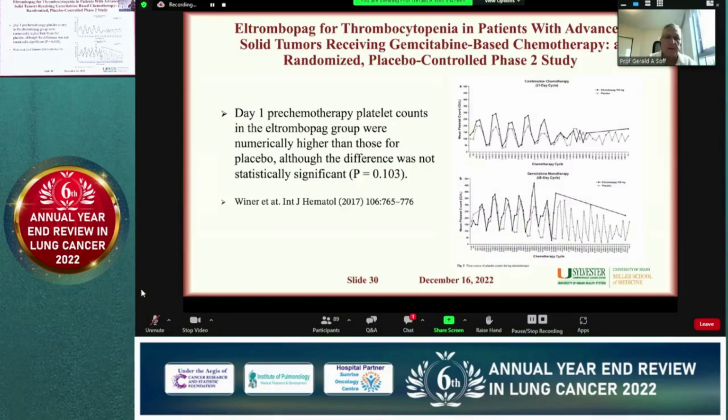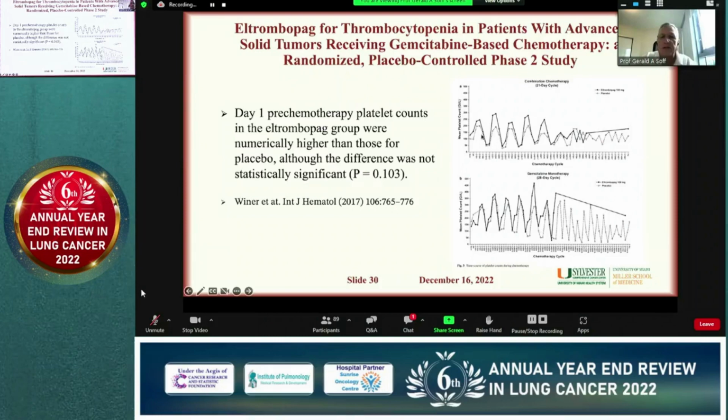There was a similar study a few years later by Weiner et al., in 2017, in the International Journal of Hematology. It was the same kind of thing. These are patients who had not already had thrombocytopenia. If you look at Romiplostim versus placebo, the counts are cycling very, very similarly. Now, with Romiplostim the peak is higher, so when the patient is about to start a chemotherapy cycle, indeed the platelets are higher than the placebo.